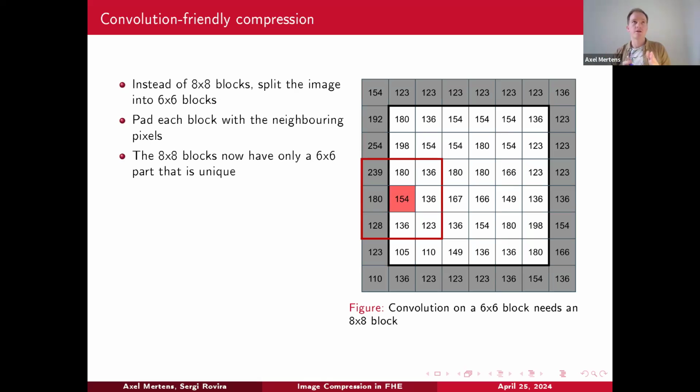So the main issue then is over the different blocks, it's hard to find the neighboring pixel sometimes. So what we do is that we can split our image into 6x6 blocks instead of 8x8. And then we pad these 6x6 blocks again with the neighboring cells. And then we get an 8x8 block again. But the downside is that now we have only 36 useful points out of 64. So this will bring down our compression ratio.